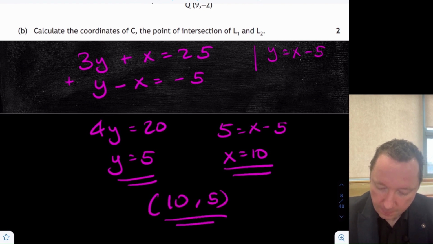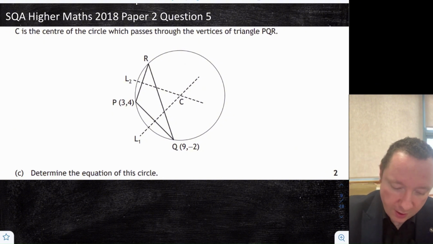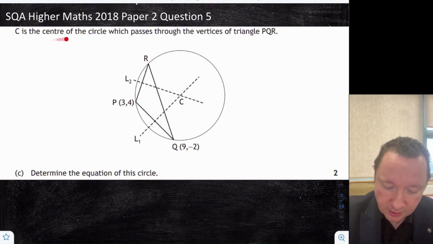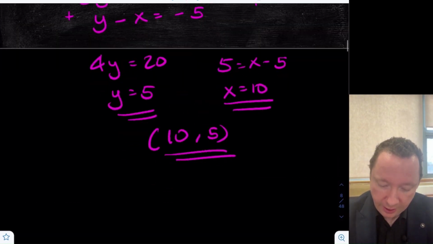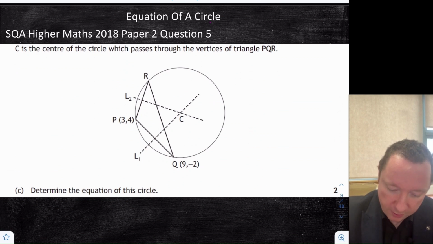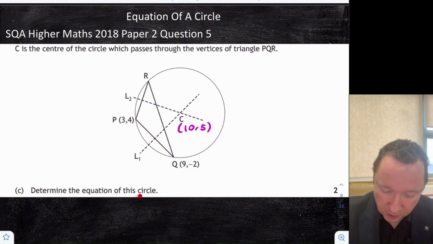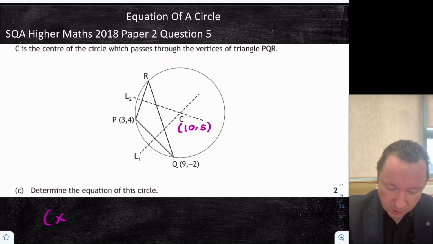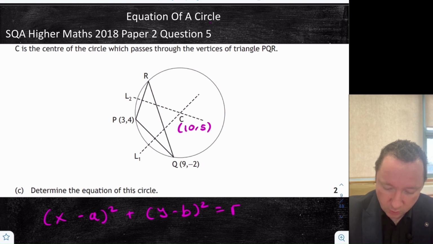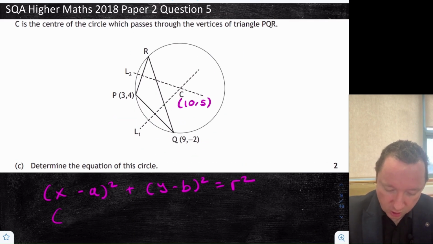Part C of 2018, Paper 2, Question 5. This is where the circles come in. C is the centre of the circle which passes through the vertices of triangle P, Q and R. So C is our centre, which we've just worked out, remember, is (10, 5). So we can note that on our diagram. And it says determine the equation of this circle. Remember, the equation of a circle from the start of the exam paper is (x minus a) squared plus (y minus b) squared equals r squared. And (a, b) is our centre, and obviously r is the radius.